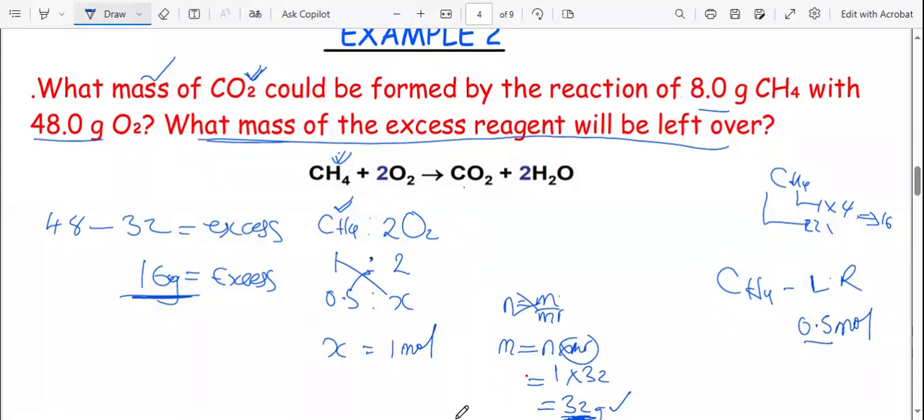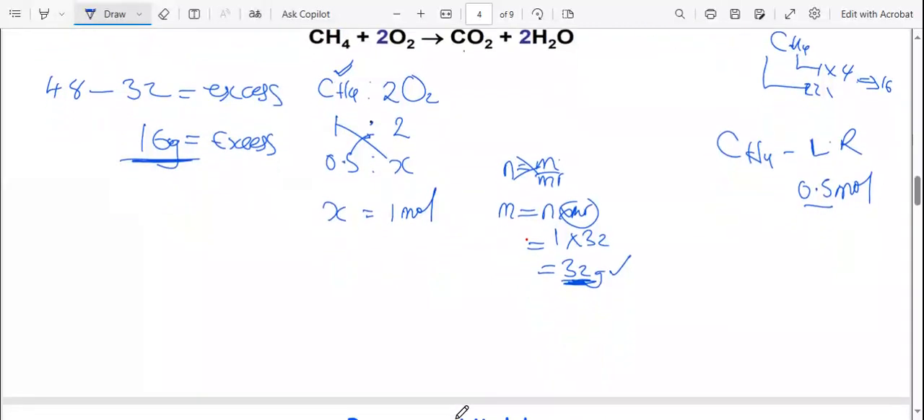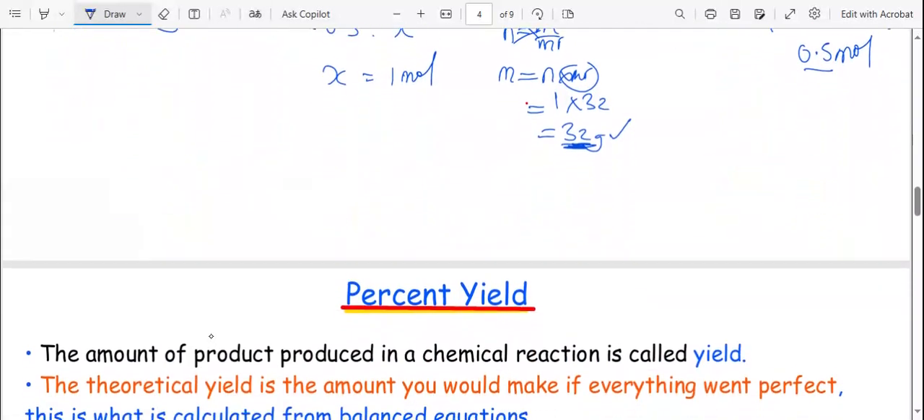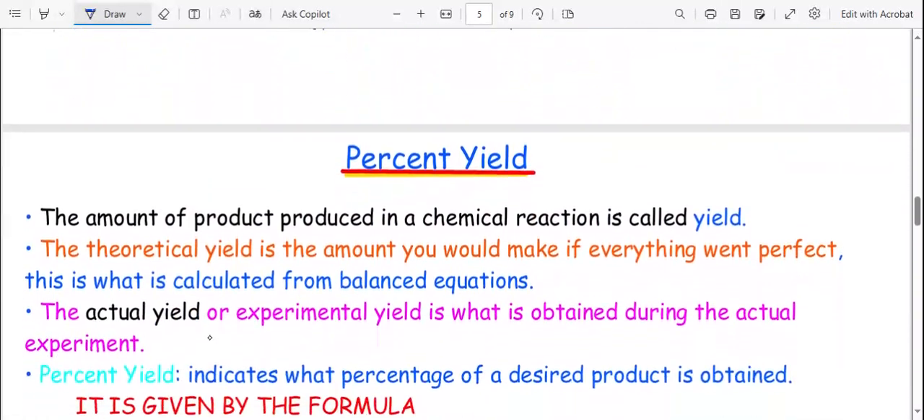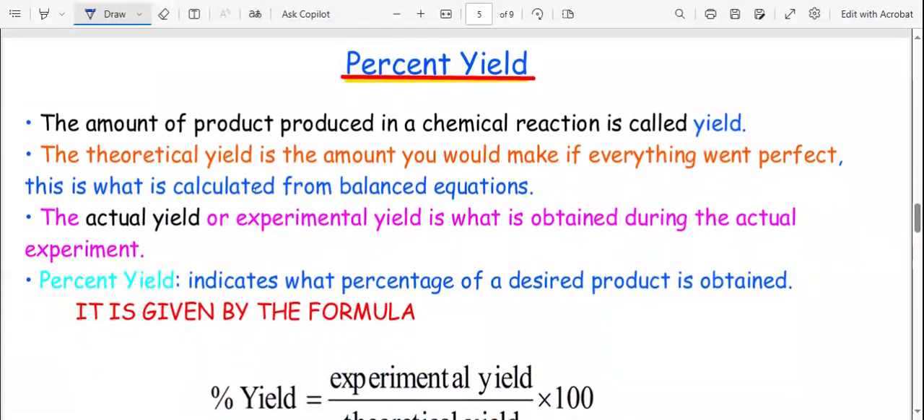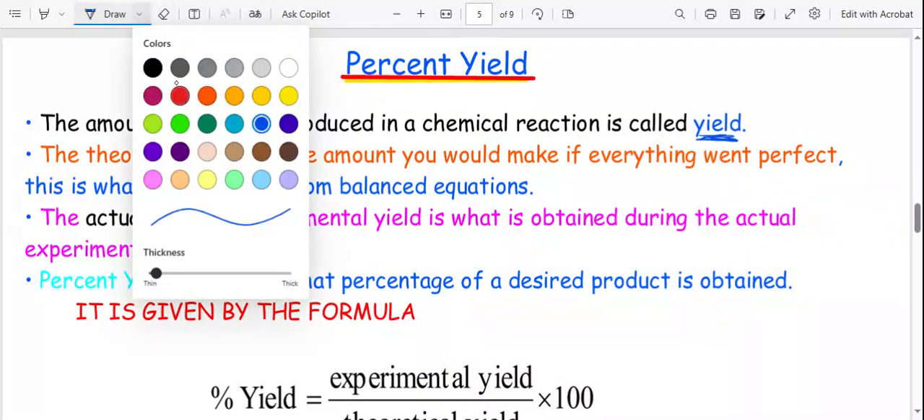So that is it. From there, we'll be able to calculate the percentage yield and everything like that. When you talk about percentage yield, the amount of product produced in a chemical reaction is called yield. You are yielding something, you are harvesting something. That's what we mean here. Let me just change the color.